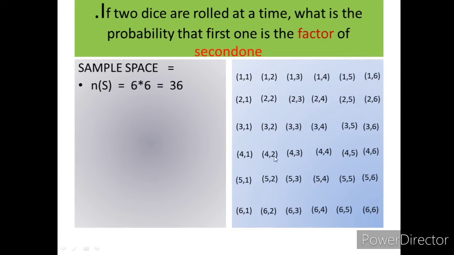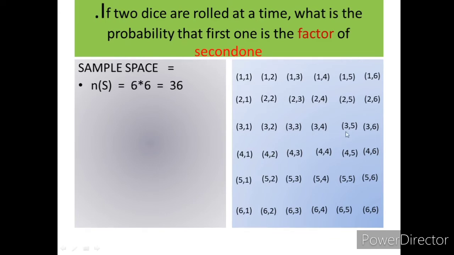If you take, for example, 4 comma 2, here the first one is 4 and the second one is 2. Does 4 divide 2? Not at all, but 2 divides 4. That is another thing. Here the condition is the first one divides the second one. Here the first one is 4 and the second one is 2. Therefore 4 should not divide 2. That's why 4 comma 2 is also not a suitable outcome.